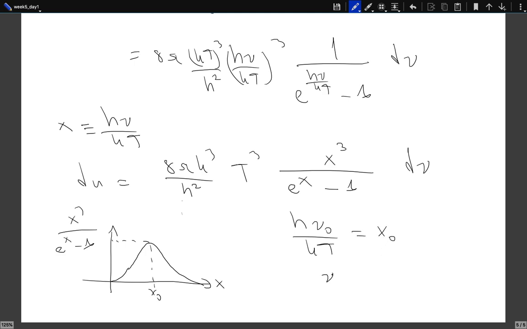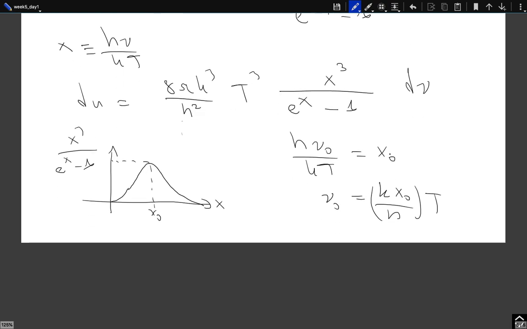The maximum frequency is k x0 over h times t. So you see, the position of the frequency at which that spectrum makes a peak shifts linearly with the temperature. If you double the temperature, the frequency will be doubled. This temperature over here is the Kelvin temperature, by the way, not the Celsius.